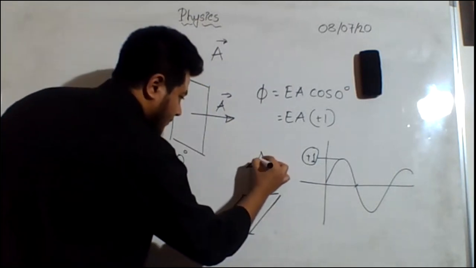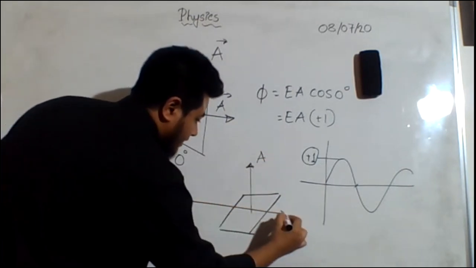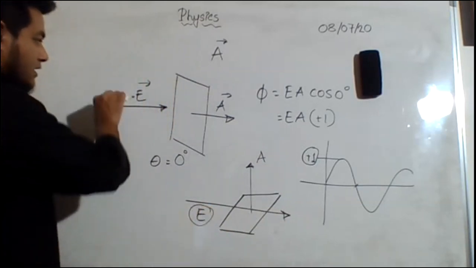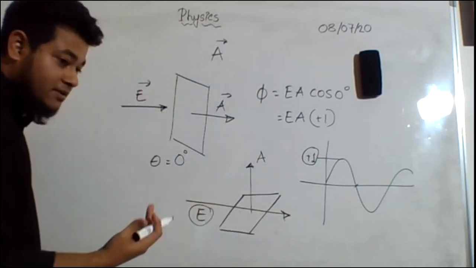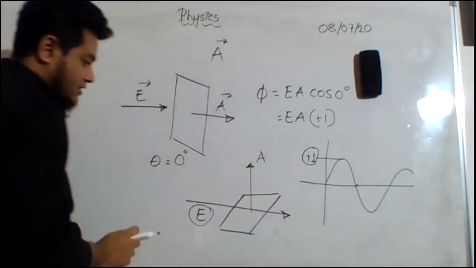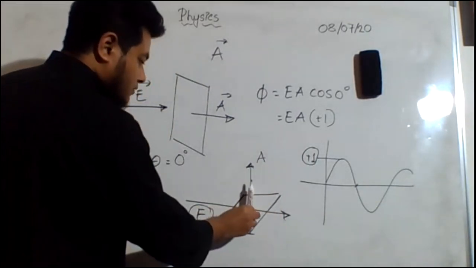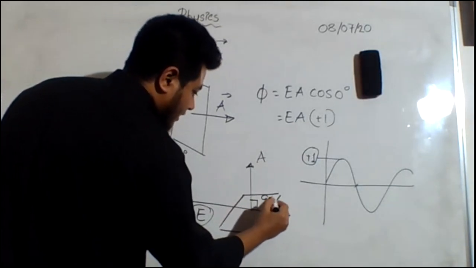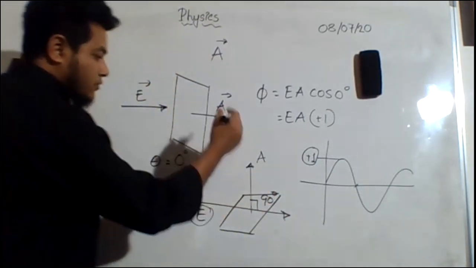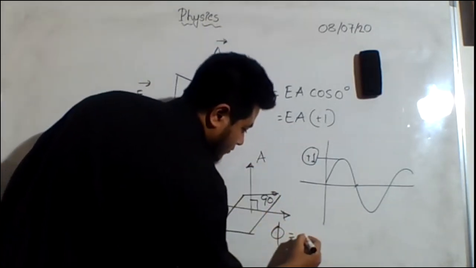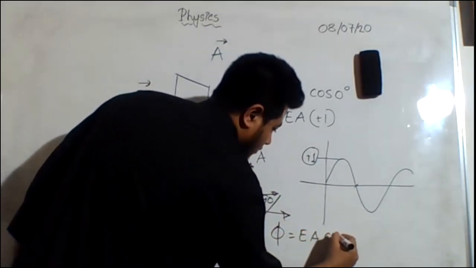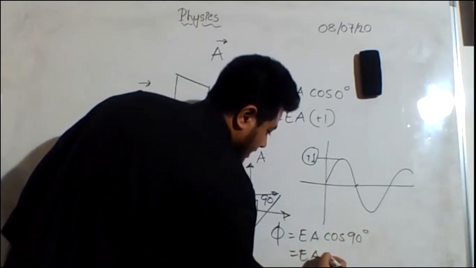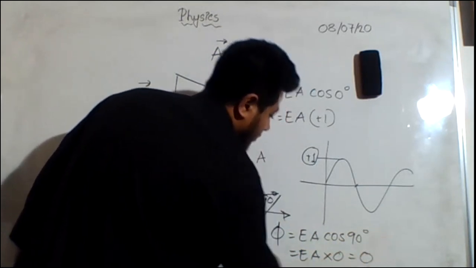This is A. I still didn't change the direction of E. The electric field is still in that direction. So what is the angle between E and A now? It is 90 degrees, right? So at this point, phi will be equal to EA cos 90 degrees. The value of cos 90 is 0. So EA into 0 will be equal to 0, right?